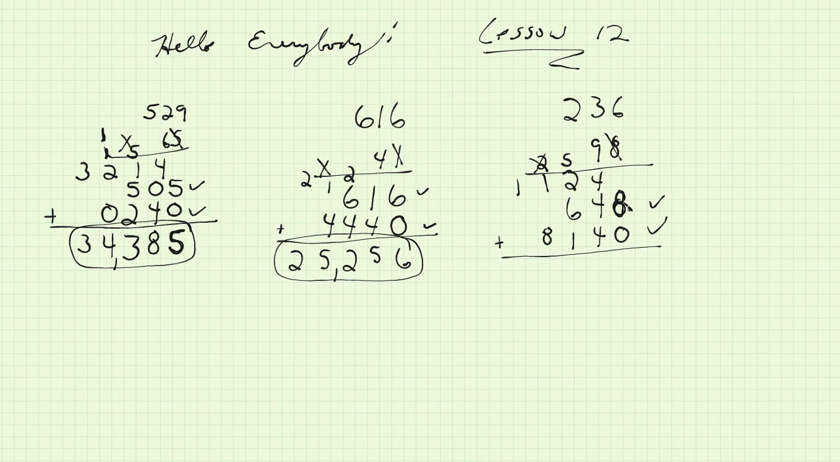Now, as long as I keep these nice and lined up, it really should be just as simple as adding these up now. 8 plus 0 is 8. 4 plus 4 plus 4. That's the same as 3 times 4, isn't it? That's 12. Then 6, 7, 8, 9, 10, 11, 12, 13, 14, 15, 8, 9, 10, 11, 12. And that gives me a total product of 22,528. And that's all there is to lesson 12.